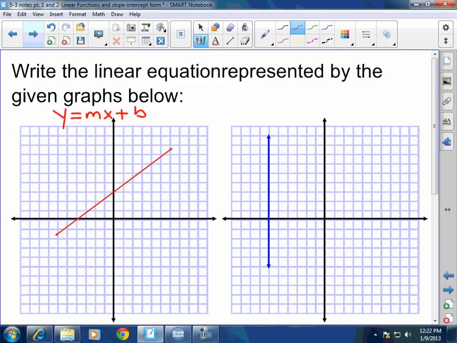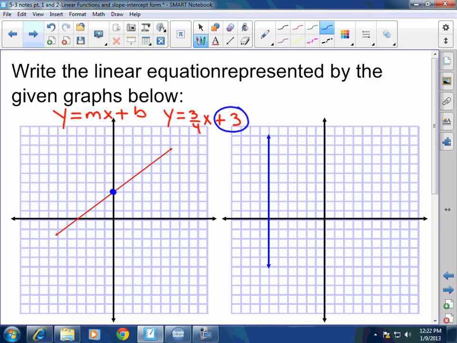You were very eager. Go for it. He says, Mr. Morrow, the answer is y equals 3 over 4x plus 3, and he's exactly right. And I'm going to show you why. First off, what is this right here called? The y-intercept. What is the value of the y-intercept there? 3. So that's how I got my 3.